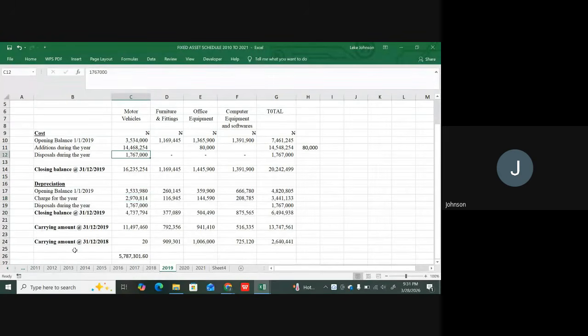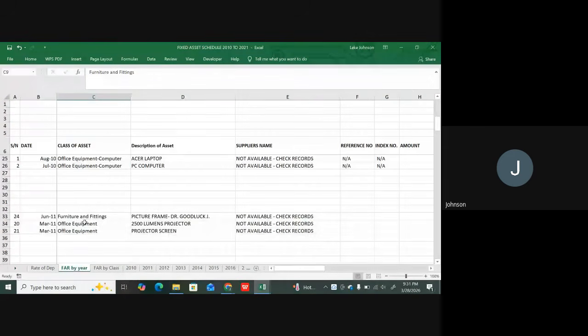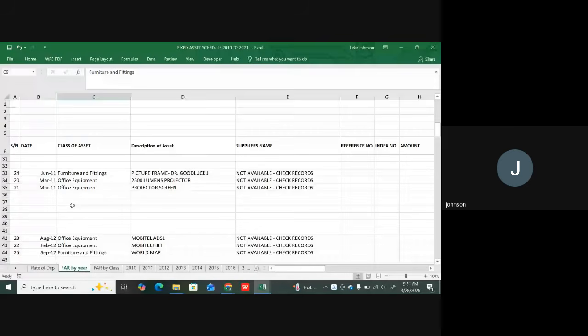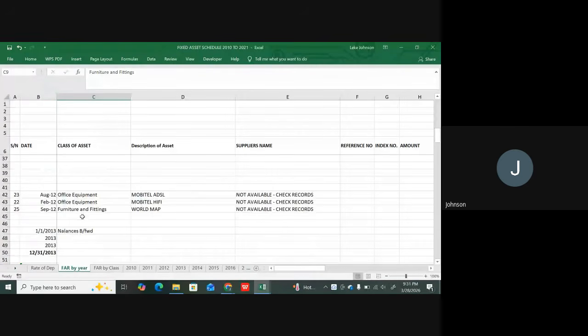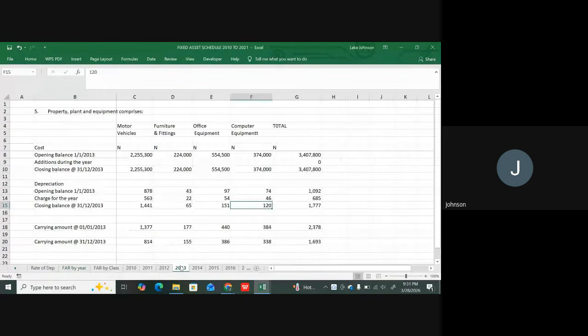But don't forget that we are treating them one after the other by using our fixed asset register by year. When we finish one year, we go straight to the other year. So little by little, we are accumulating. In the year 2013, there was no purchase at all.